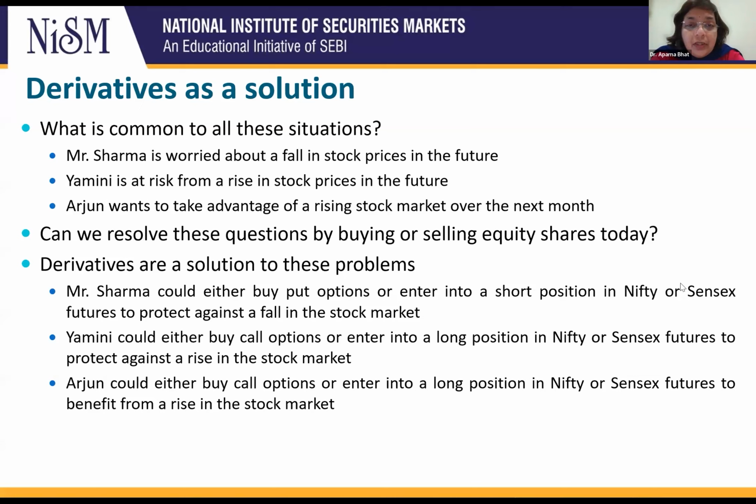Now I'll just give you the answer to these questions. What can Mr. Sharma do? Mr. Sharma is worried about a fall in stock prices over the next 1 month. What he can do is, he can either buy put options on the Nifty or Sensex, or he can enter into a short position in Nifty or Sensex futures. And doing either of these things will help him protect his portfolio against a decline in the market.